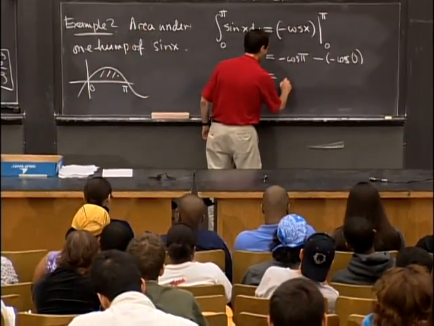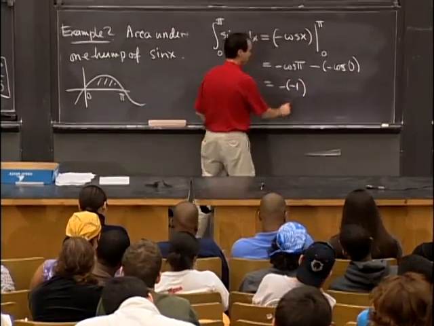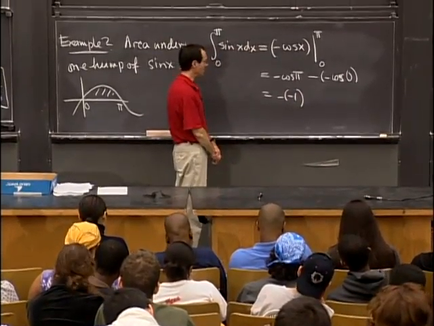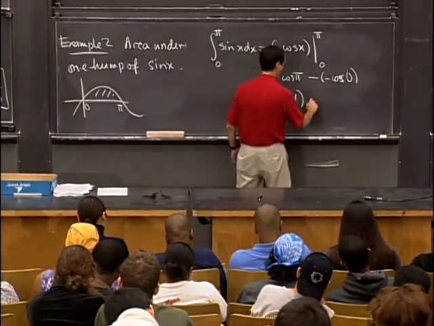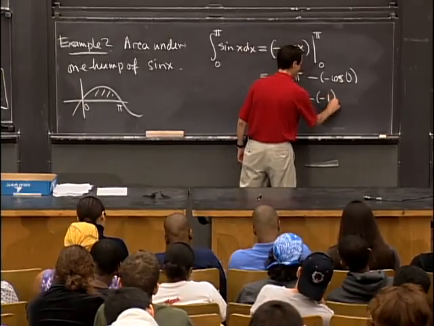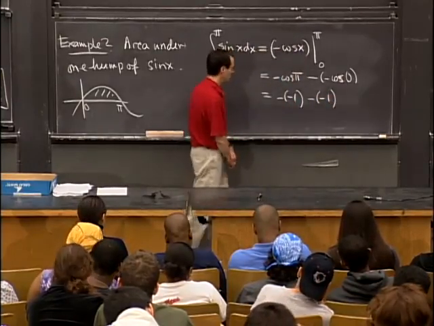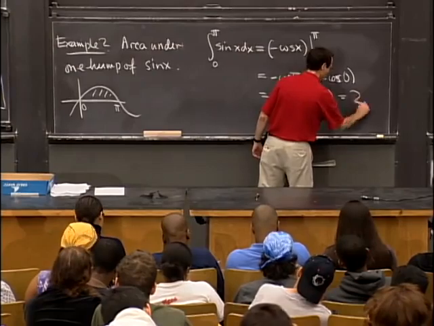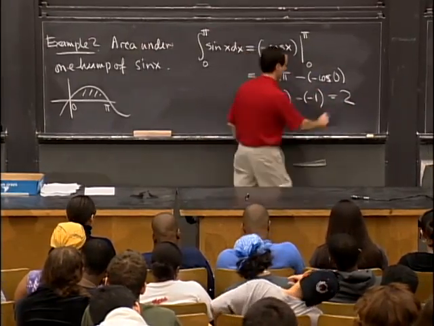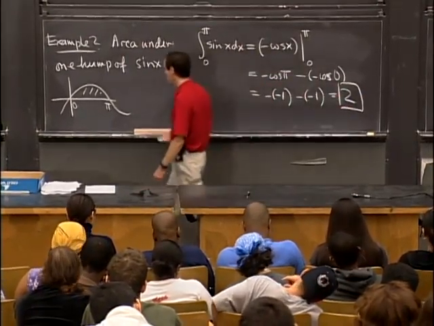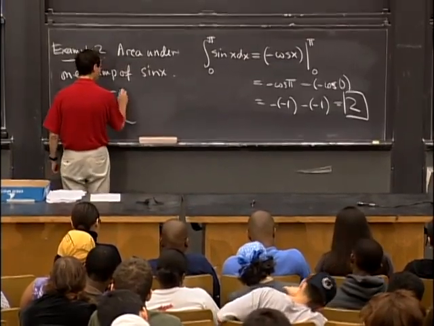All right? So the next one is that this is minus minus 1, minus negative 1, if you like. And then this is minus, and here's another negative 1. All right? So altogether, we have 2. So that's it. That's the area. This area, which is hard to guess, this is area 2.